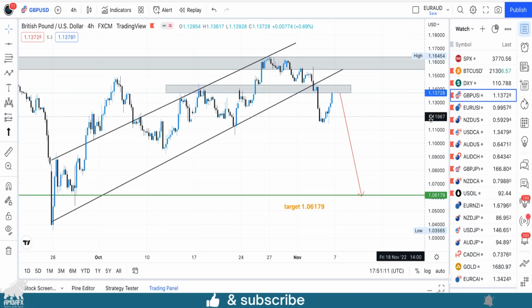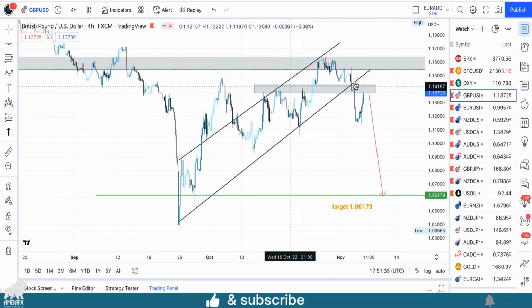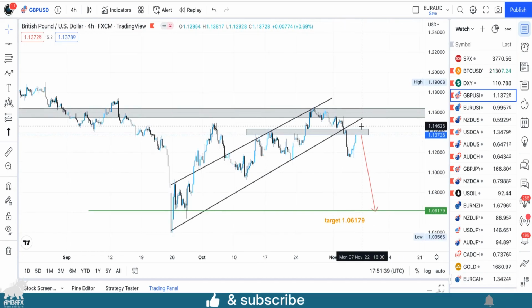It depends on what DXY is doing. Maybe it will break the 109 to the downside, or it will reject and then move to the upside to 110 or 111.5. So let's see how it goes. Right now we don't have much opportunity in the market. If you see any, let's say 50 or 30 pips, just take your profit and move on. But what I can see on GBP USD right now is a move to the downside amidst the dollar weakness.